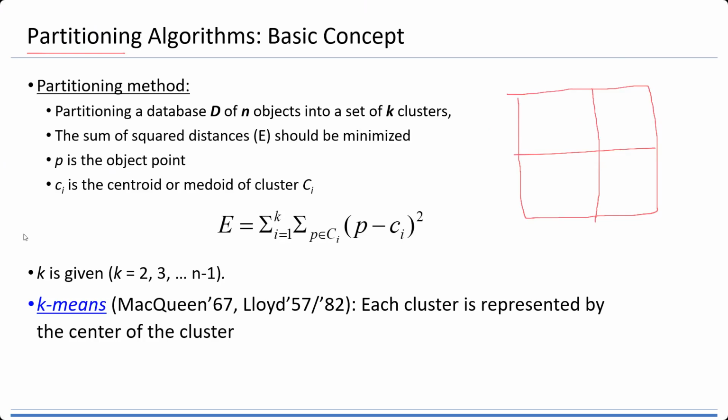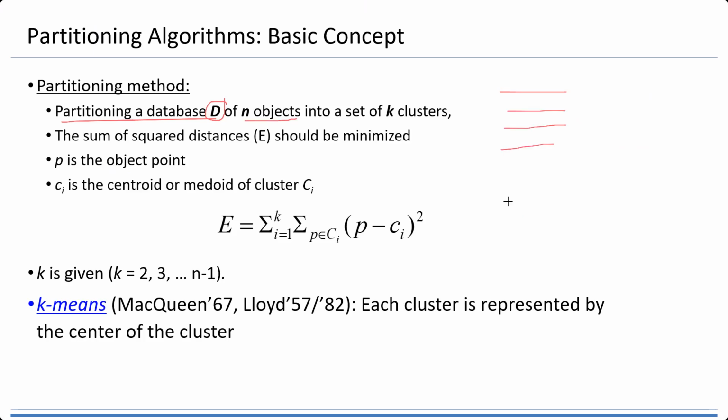In order to make the groups, let's say I have a database D with n objects. So n objects means we have 1, 2, 3, 4, 5, 6, 7, 8, 9. The objects mean the rows, so I have n rows or n objects. I want to partition it into a set of k clusters. If k equals 2, then I want to make 2 groups.